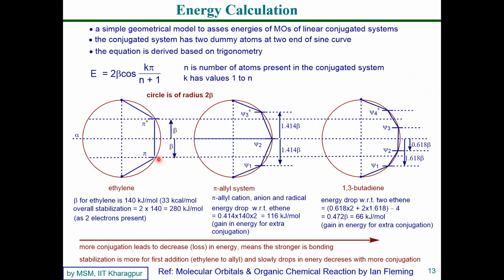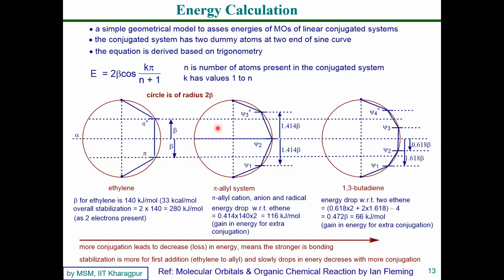Okay, it can accommodate them. So in ethylene, how many electrons do we have? 2 electrons. So obviously it will be 2 beta. For 1 electron it is beta, for 2 electrons 2 beta. So if beta is 140, the total stabilization, the energy we are gaining because of this pi bonding, is 280 kilojoule per mole.